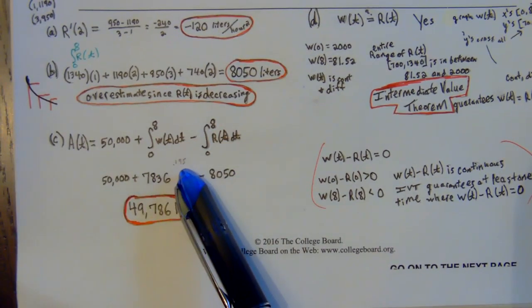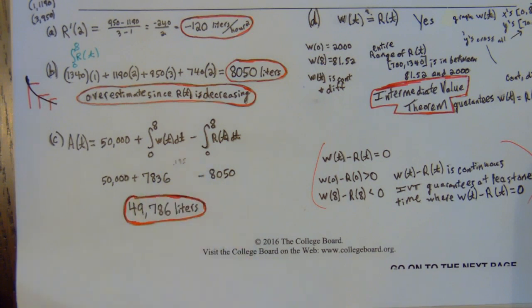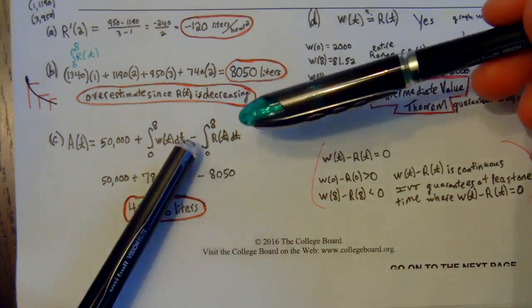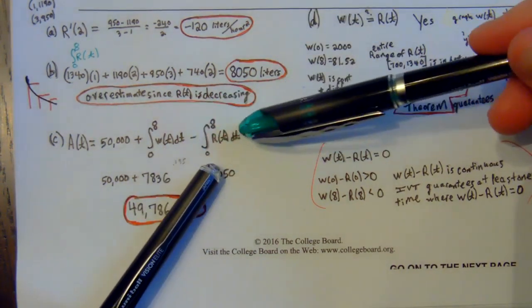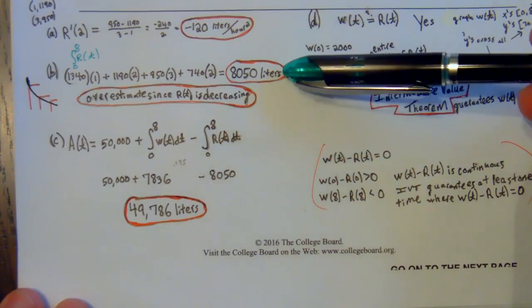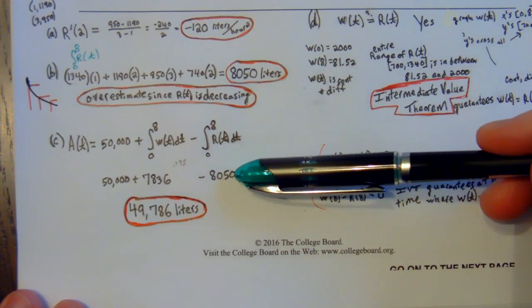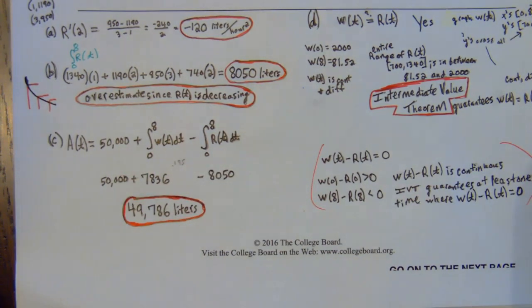Now it does say like 0.195, but it says to the nearest gallon. So that's why I'm not rounding to the 3 numbers after the decimal on this one. And then we're going to subtract out the integral between 0 and 8 of R of T. That's the expression that's going to give us the total amount of water that left the tank in those 8 hours, which we already calculated in letter B was 8,050. And then just put that in the calculator, and there's your total number of liters at the end of 8 hours right there.